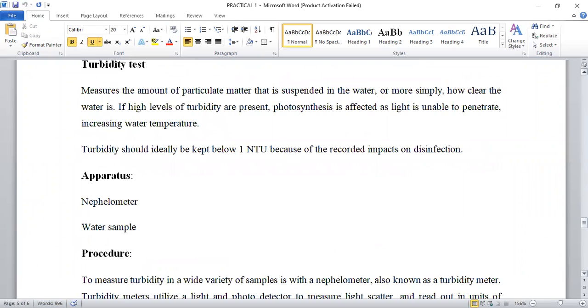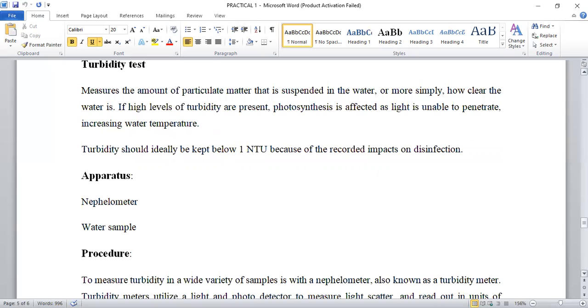The sixth test for water quality is the turbidity test. The turbidity test measures the amount of particulate matter suspended in the water, or more simply, how clear the water is. If high levels of turbidity are present, photosynthesis is affected as light is unable to penetrate, and water temperature increases. So turbidity should ideally be kept below 1 NTU because of the recorded impact on disinfection. NTU is the unit used to show the turbidity.